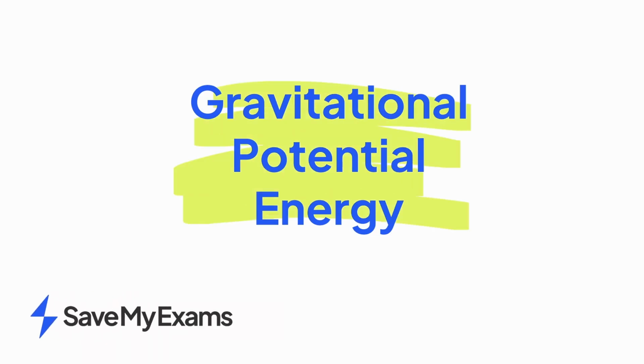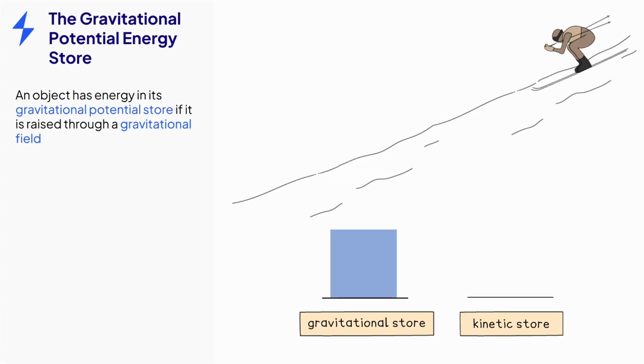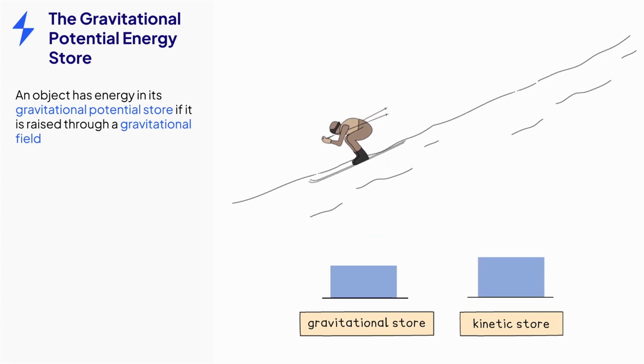This video is on the topic of gravitational potential energy. An object has energy in its gravitational potential store if it is raised through a gravitational field. For example, this skier has energy in their gravitational store at the top of the hill, and that energy is transferred away from the gravitational store and into the kinetic store as they ski down the slope.